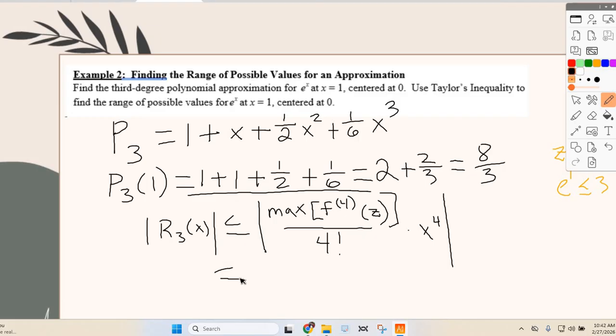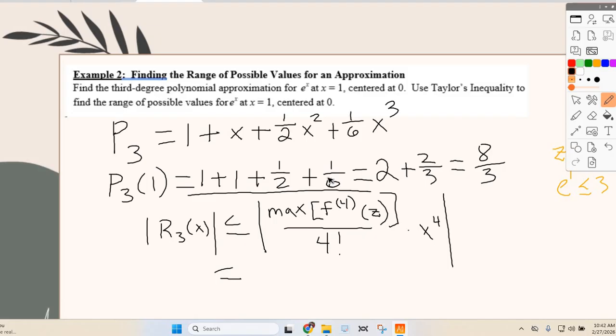Why do I need to know that my fourth derivative has to be less than or equal to 3? I have an x value, right? My x value is going to be 1. So that's going to go here. Yes, I have a 4 factorial, that's fine. What do we still need to find though? The max of the fourth derivative of z.